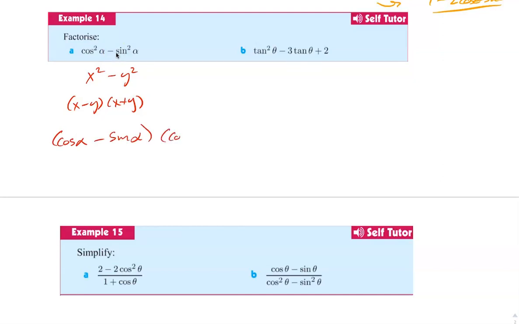And then cosine alpha plus sine alpha. Right? So either sub in x for cosine and y for sine and plug it in, or just realize it's a difference of two squares and factor that accordingly. That's as far as I could go. This one, they're all the same variable.